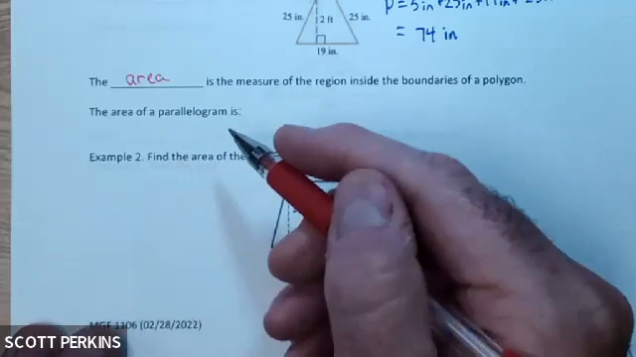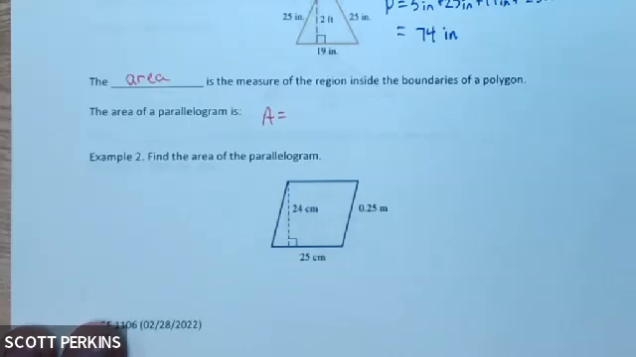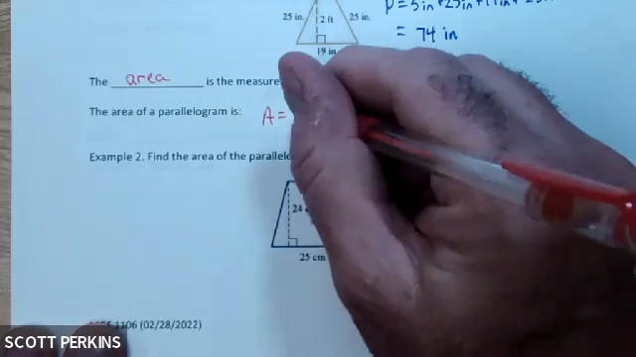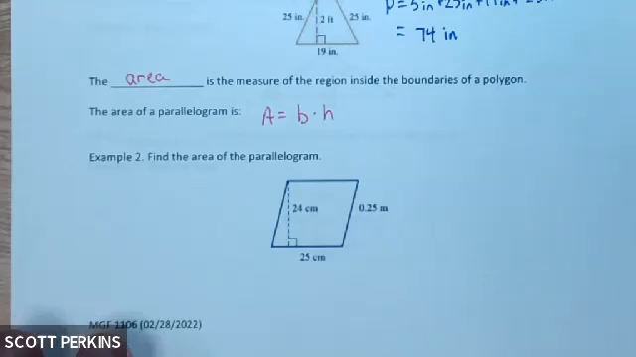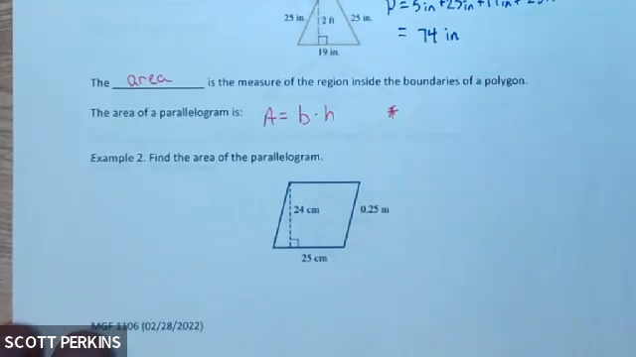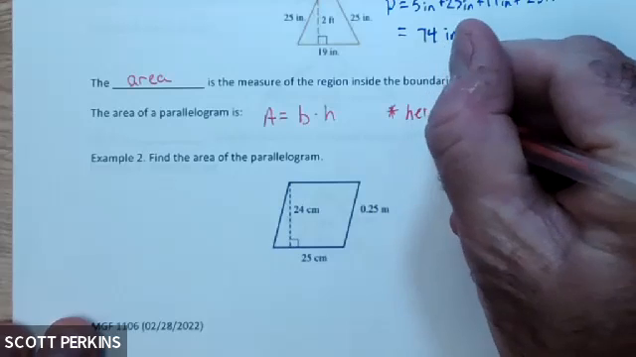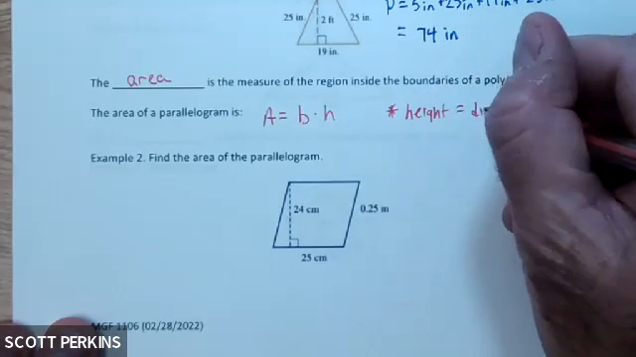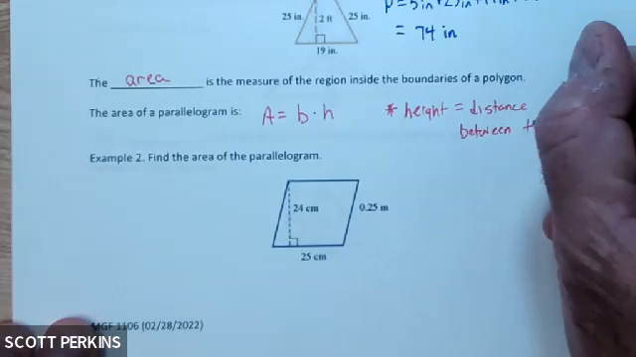So the area of a parallelogram is given like this. The area, which I'm just going to use a capital A, is just the base of the parallelogram times its height. Now the height isn't always another side. Okay, so I just want to define for you, I'm going to put a little asterisk here. The height is the distance between your bases, your 2 parallel lines. So the height is equal to the distance between the bases.